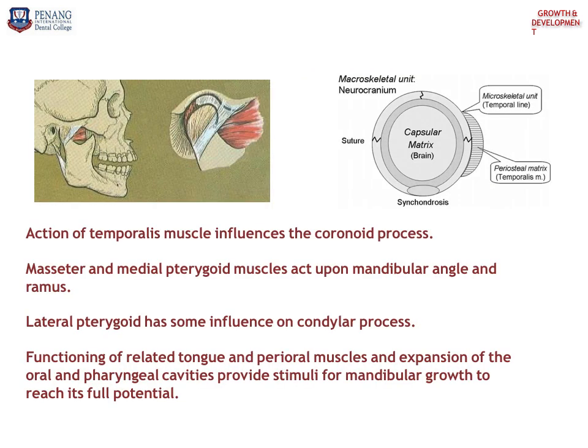So if you look at each microskeletal unit of the mandible, which is a macroskeletal unit, like the coronoid process, the muscle attached to it is the temporalis muscle. That means it is the periosteal matrix for this particular microskeletal unit. So if the temporalis muscle acts, it will lead to growth of the coronoid process, change in shape and transformation of the coronoid process. Masseter and medial pterygoid muscles, which are attached on the mandibular angle and ramus, will lead to a change in shape and form of the angle and ramus.